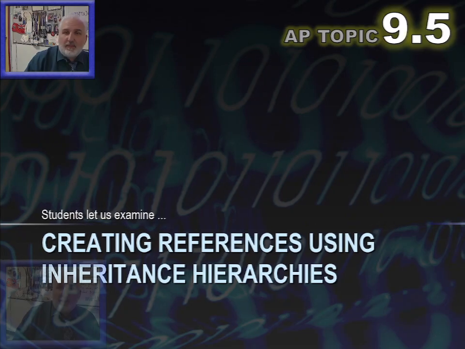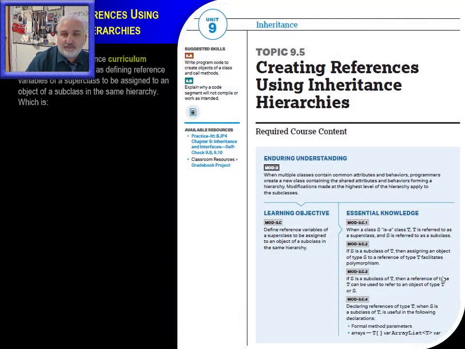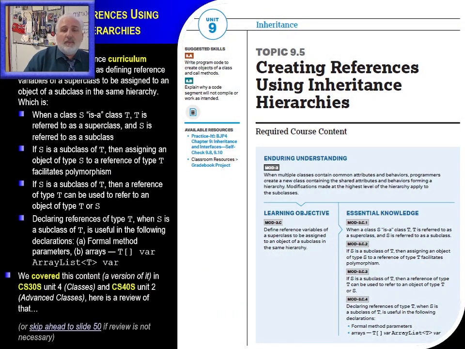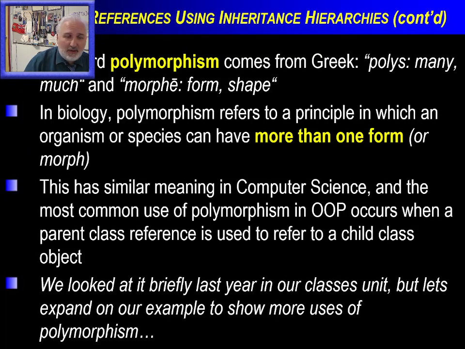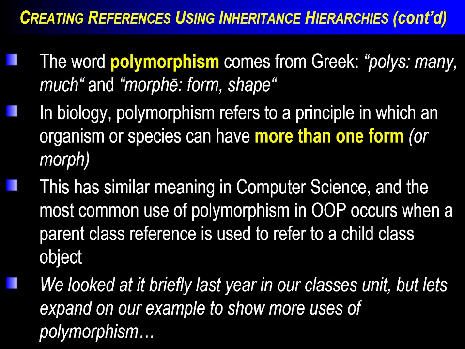All right, let's move on to topic 9.5, creating references using those hierarchies between classes. So again, here's the breakdown about the is-a and the has-a relationships. In the curriculum breakdown, they talk about class S is a version of class T and how that relates. So you can start to process that vocabulary at the AP level. And let's introduce the word polymorphism. Polymorphism comes from the Greek word poly, which means many, and morph, which means form or shape. And polymorphism comes from biology, where an organism or species can have more than one form. For example, a butterfly and a moth.